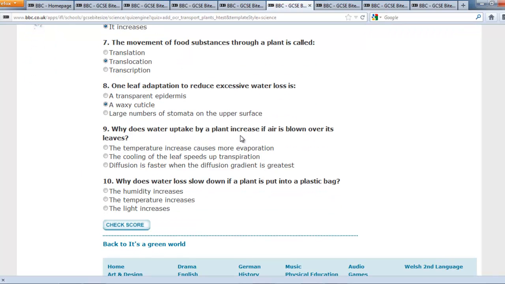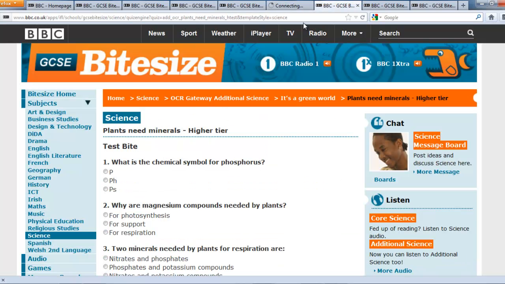Why does water uptake by a plant increase with airflow? Temperature increases causing more evaporation. Cooling of the leaf speeds up transpiration. No, that wouldn't help. Cool. Diffusion is faster when the diffusion gradient is greatest. That is it. Why does water loss slow down if a plant is put into a plastic bag? The humidity increases, pretty much.